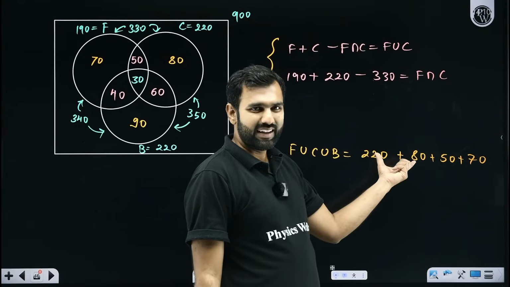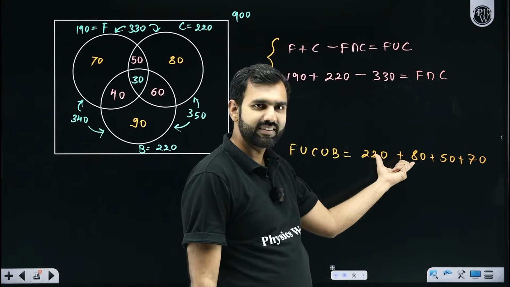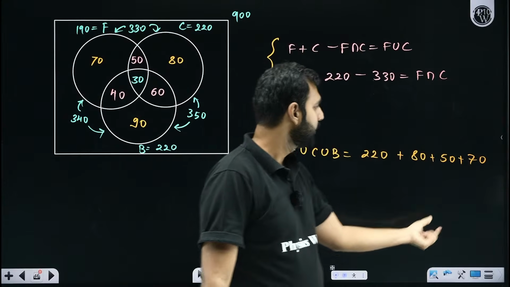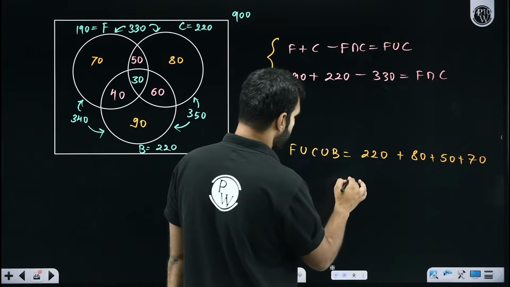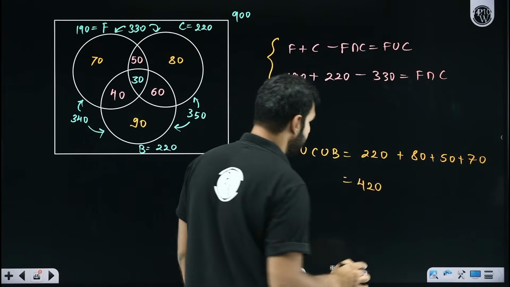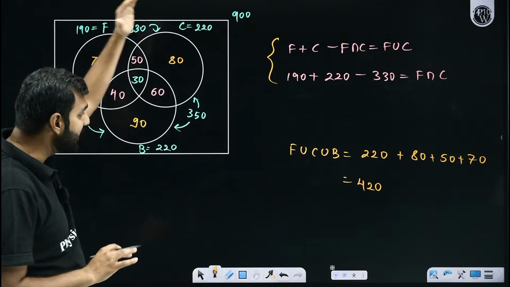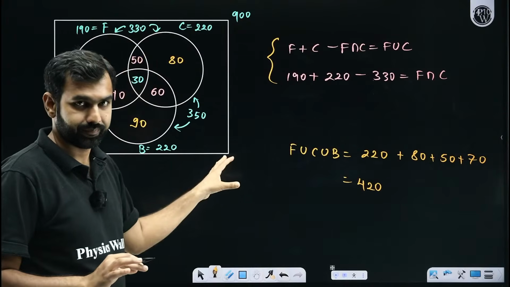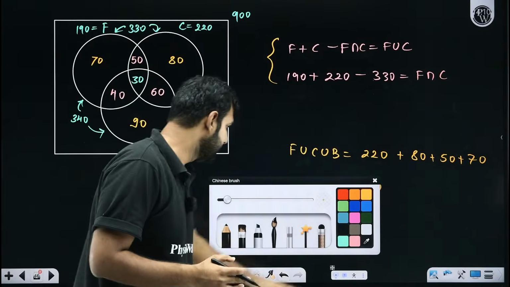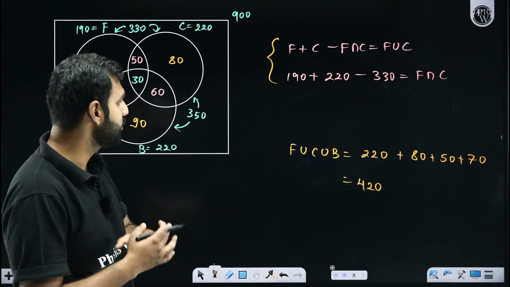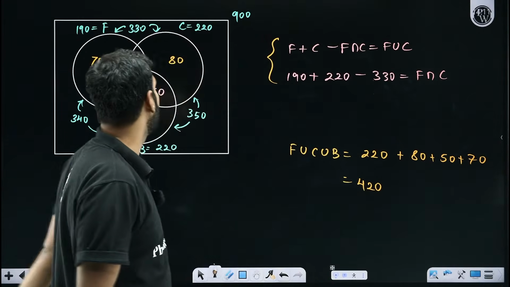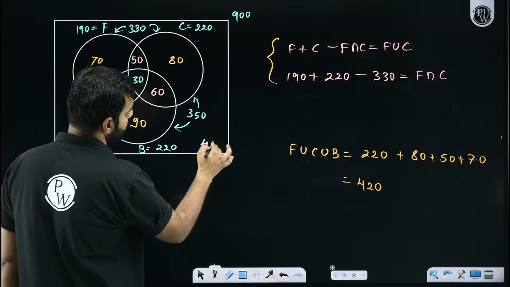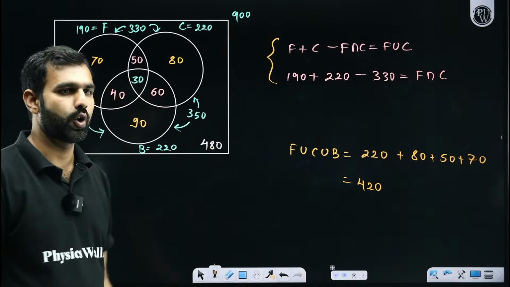So 220 plus 80, how much is that? 220 plus 80 is clearly 300. 300 plus 120 is 420. So this whole is 420, which means out of 900 people, 420 are facing diseases, which means the remaining 480 people are absolutely fine.